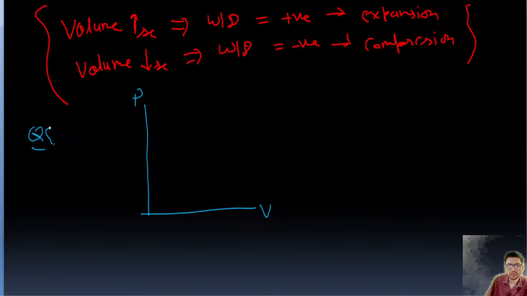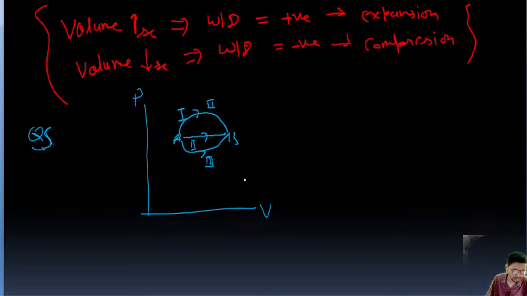Now this is a question, and the question is a PV curve given. These are different paths given from A to B. This is path 1, this is path 2, and this is path 3. Obviously, from here we can see the work done for path 1 is W1, the work done for path 2 is W2, and the work done for path 3 is W3.